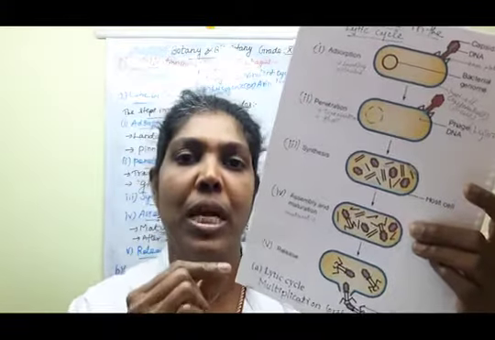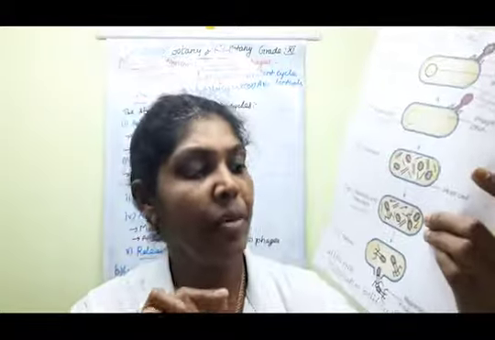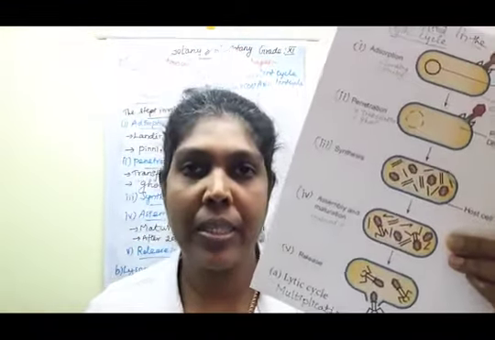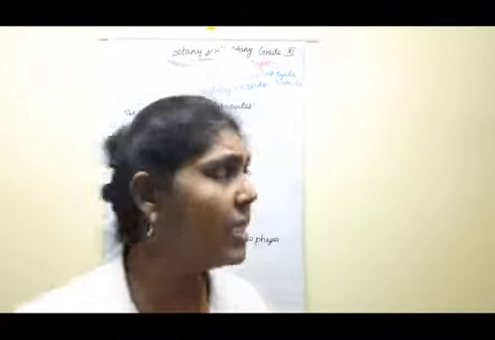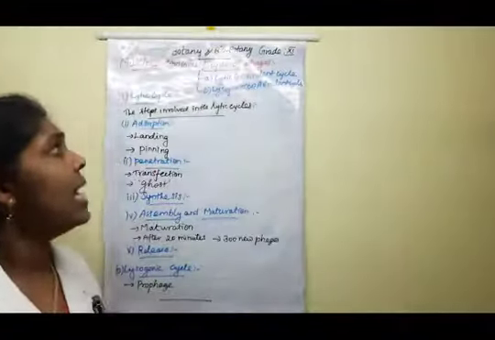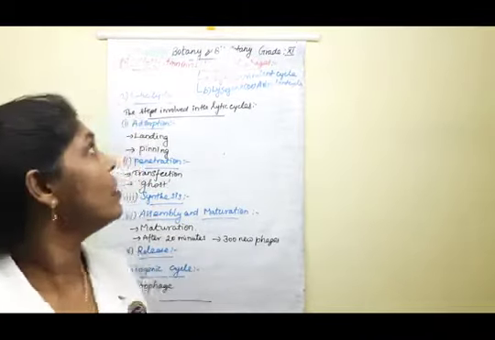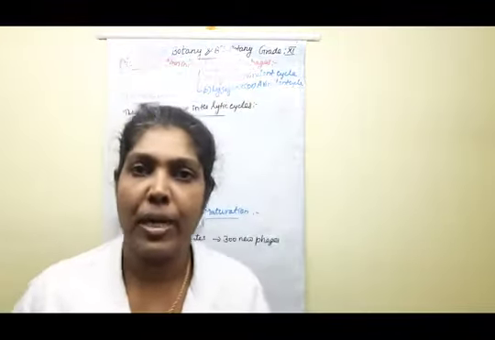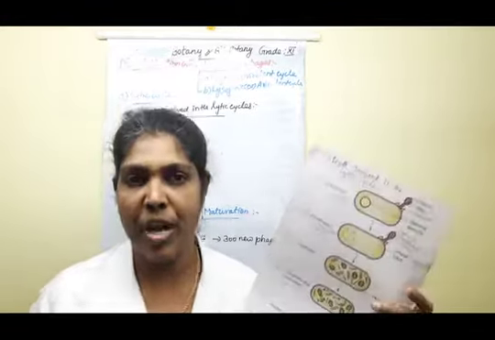So this is the last step of the lytic cycle of the phage particle. That's the release. Understood, children? Say yes or no? This is one of the steps involved in the lytic, that is the virulent cycle, of the multiplication of phage particles. Clear? This is one of the very important 5-mark questions.